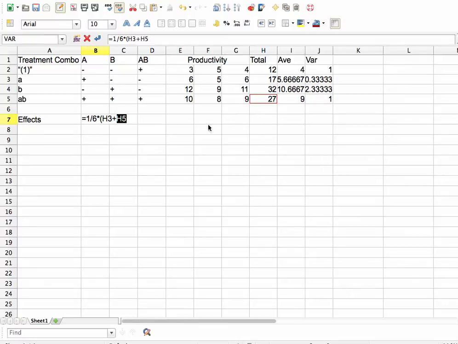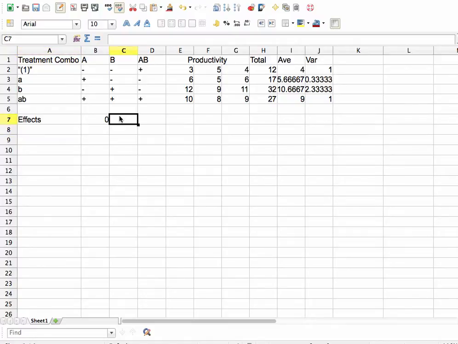So we're adding totals from the combinations that include A, and then we will subtract totals from combinations that don't include A. So that's minus 12 and minus 32. And this number, which in this case turns out to be 0, is the effect of A. You can think of an effect as essentially the effect that treatment A has on the outcome.